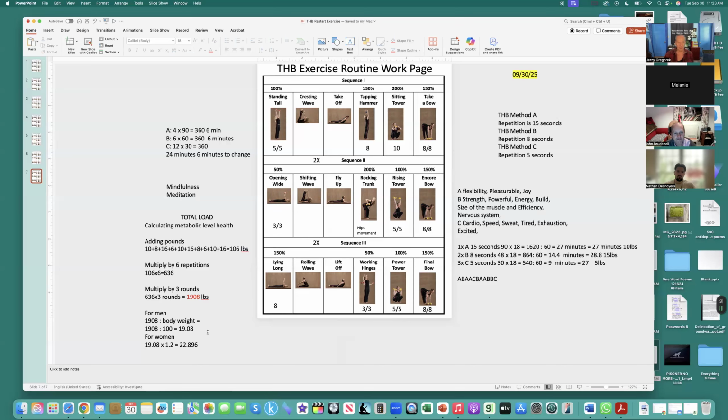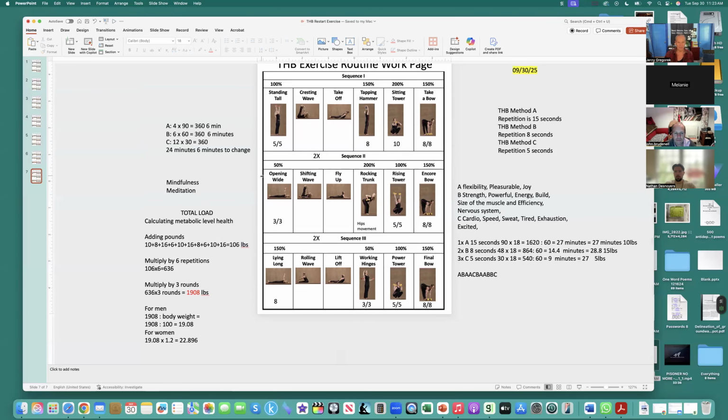So of course you can calculate all this metabolic rate or metabolic health level by doing calculations of A, or you can compare B and see how B relates to C, what the relationship is there. But the higher the metabolic number here, the better the health.